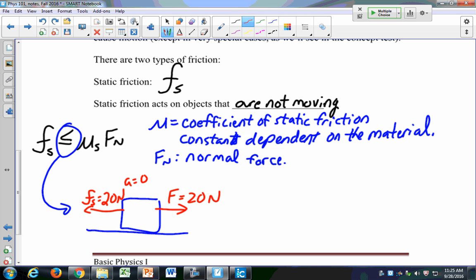So that means that if I push with a bigger force, if my frictional force is 20 newtons, then I should be able to move it, right? I'm going to push with 30 newtons, and let's see what happens. You ready? It's not moving. Why is it not moving? What has happened to the static frictional force?